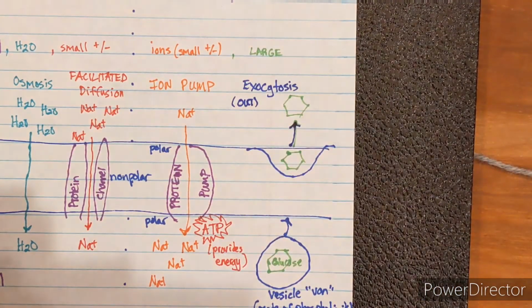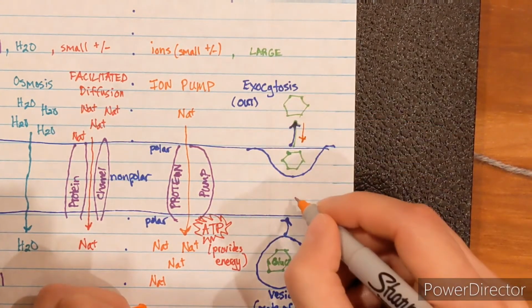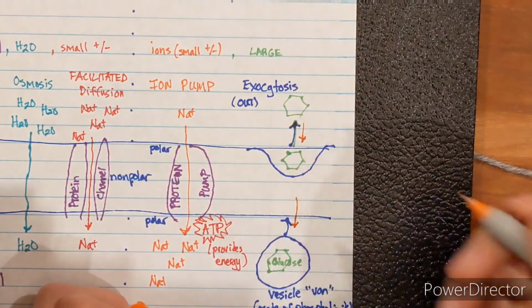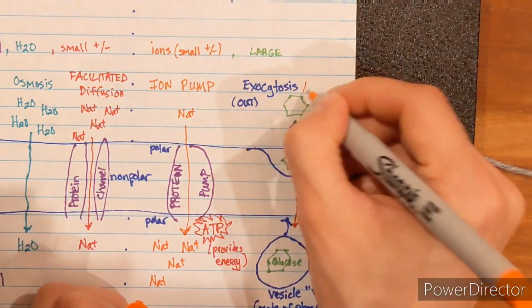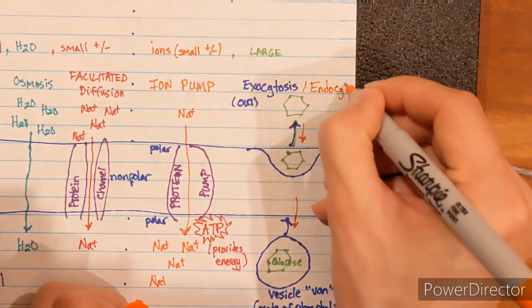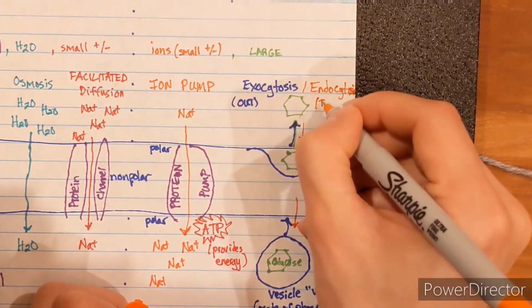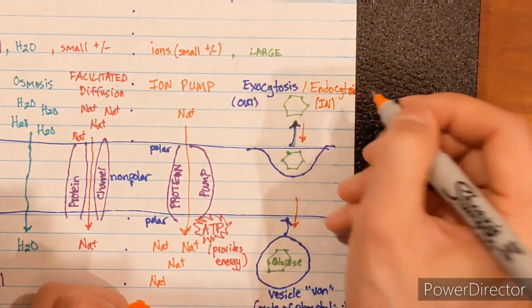Now, if this was happening in the opposite direction, where I was actually going into the cell, fusing and releasing my glucose on the other side, I would call this endocytosis. Endo sounds a lot like enter. This is going to be going into the cell. That's cytosis.